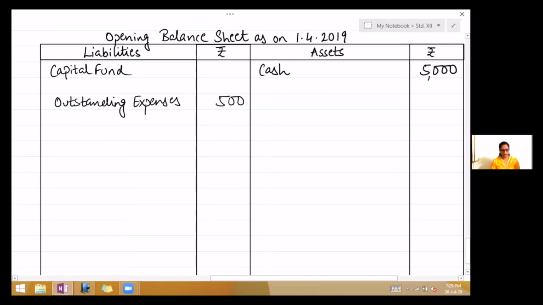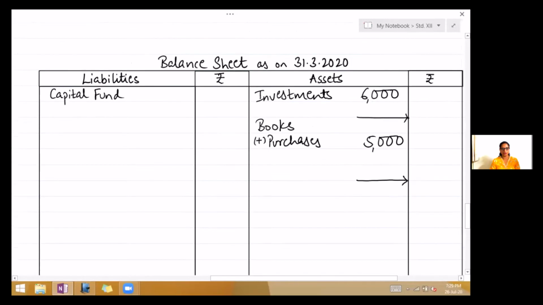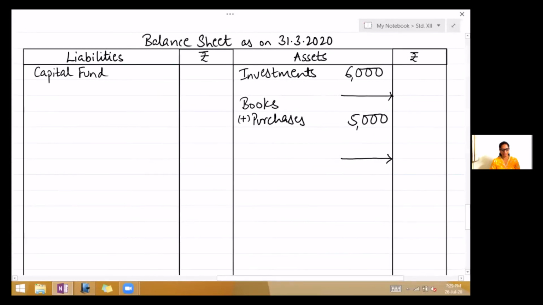And lastly, you have by balance carried down. So that is the cash balance of this year. So take the closing balance sheet, write cash 4,650. Okay, come to the adjustments.